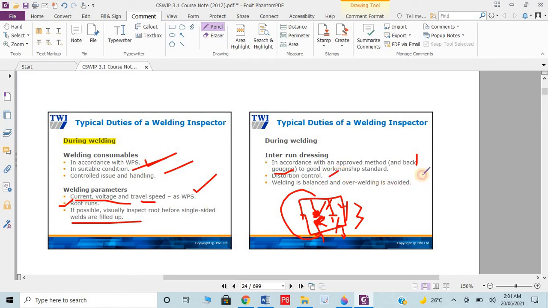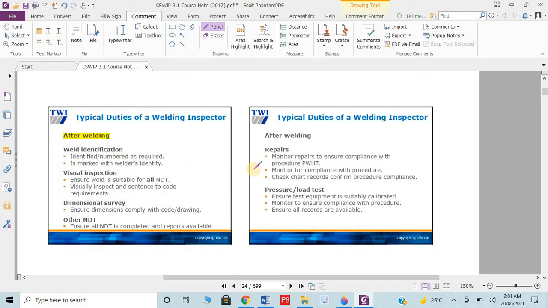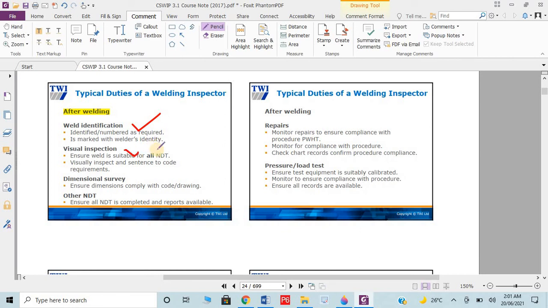Distortion: is there any shrinkage, expansion, etc. Under-welding or over-welding should be avoided. So after welding, what does he have to inspect? Weld identification. All the welders should be identified, and visual inspection. He has to check the V. That's the first part of NDT, non-destructive testing, VT. He has to know there are no spatters, no cracks, and no burn-throughs, etc.